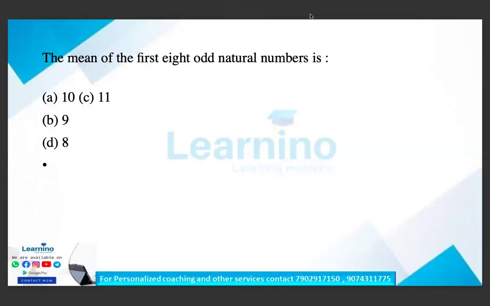Mean of the first 8 odd natural numbers is? For the first n odd natural numbers, the mean will be n, the number of terms, so 8 will be the answer.